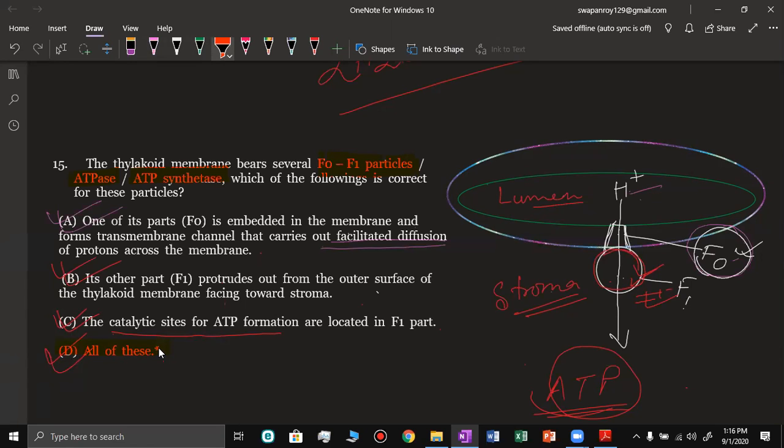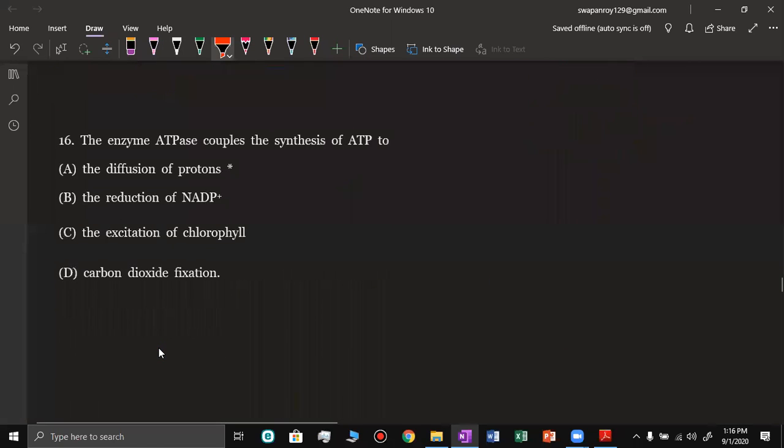Okay, so next we will move to the next question. The enzyme ATPase couples the synthesis of ATP to the diffusion of protons. This is one we have already learned. So the answer is A. Come to the next.